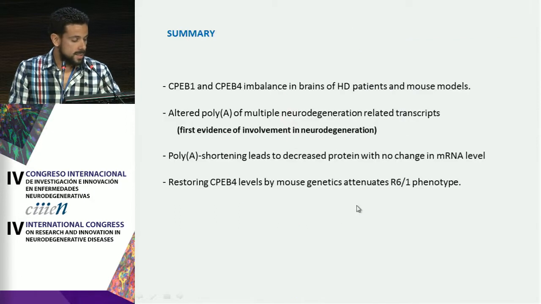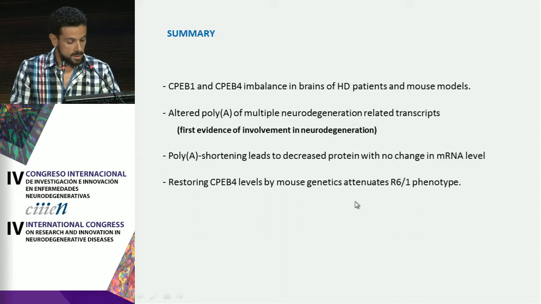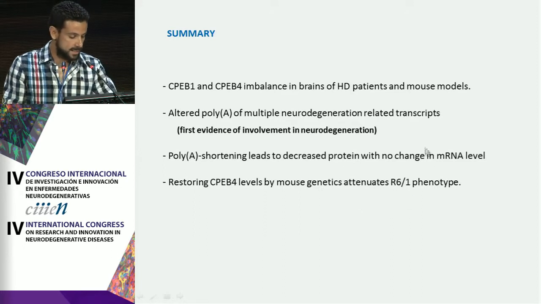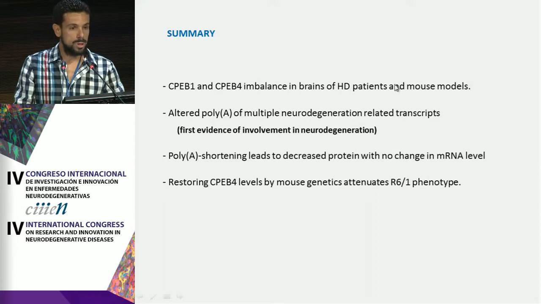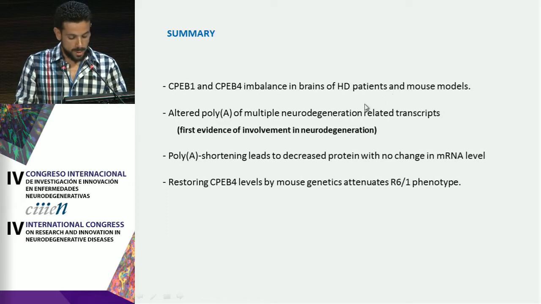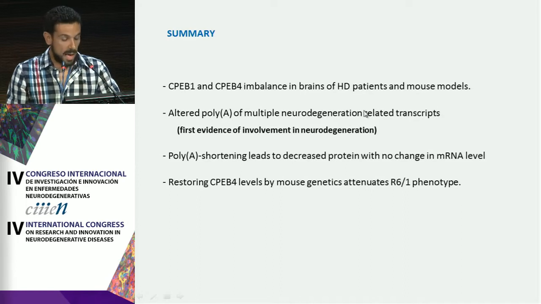In summary, CPB1 and CPB4 are altered in Huntington's disease, and this imbalance impacts the poly-A tail of multiple genes implicated in neurodegeneration. Only poly-A shortening leads to decreased protein without changes in mRNA, and only restoring the CPB4 levels in a mouse model attenuates the R6/1 mice phenotype.